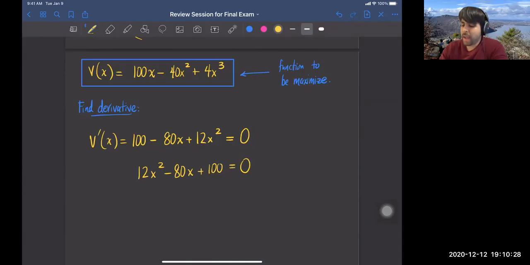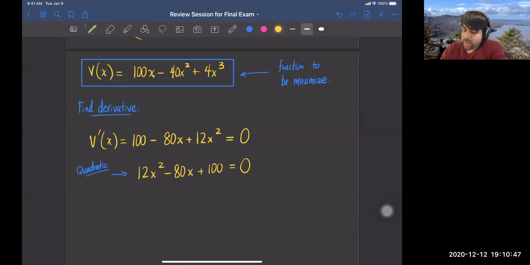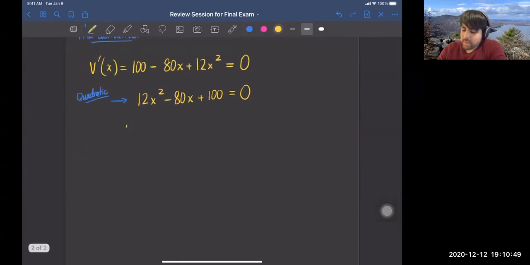So now what do I have? I have a quadratic function, and I can easily solve this either using the quadratic formula or see if I can factor it. And yeah, this is factorable. I can factor a 4, it looks like, right? And then I get 3x² minus 20x plus 25, and this is equal to 0.